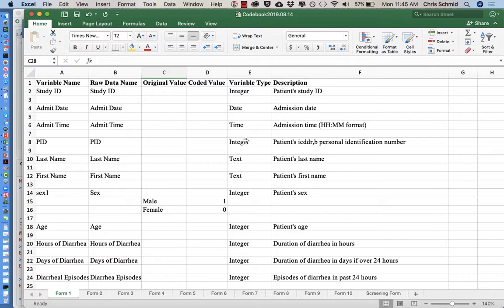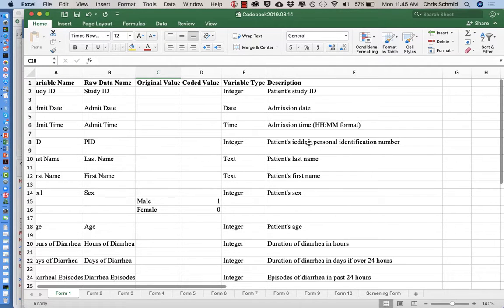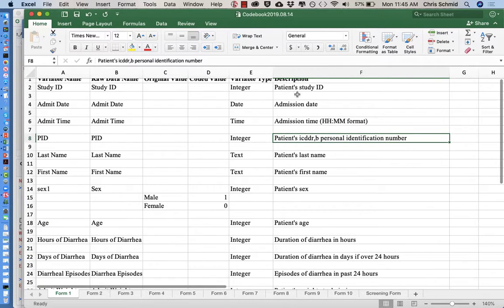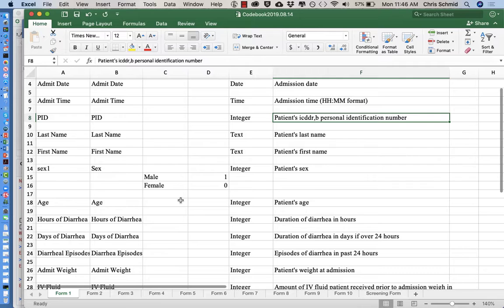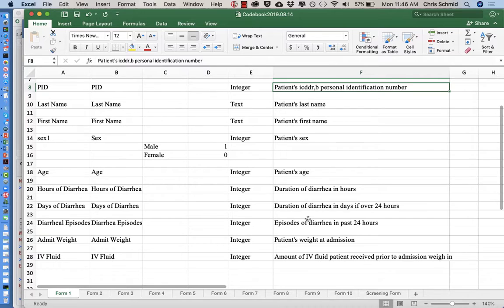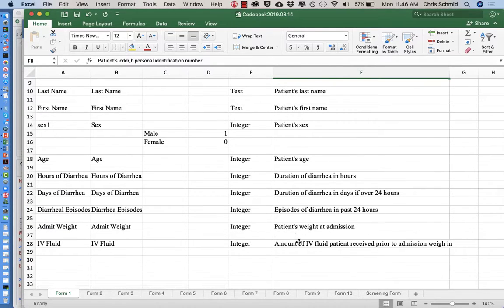Here's the patient ID, the patient's personal identification number at the hospital as opposed to their study ID, their last name, their first name, their sex coded as male or female, their age as an integer, the duration of diarrhea in hours as an integer, duration of diarrhea in days of over 24 hours, number of episodes in the past 24 hours, their weight, and so forth.